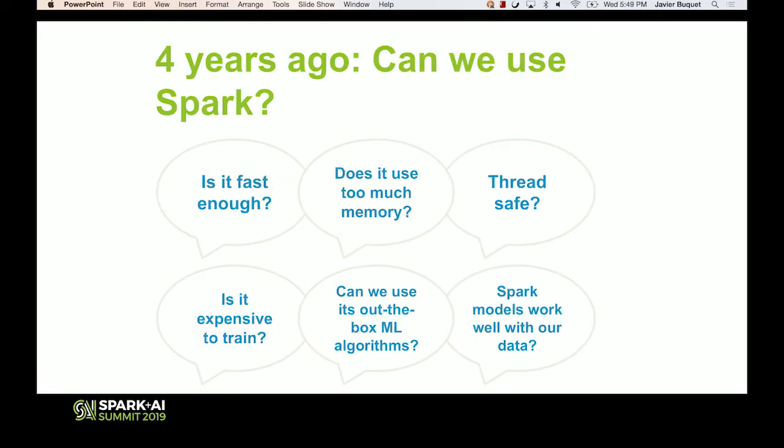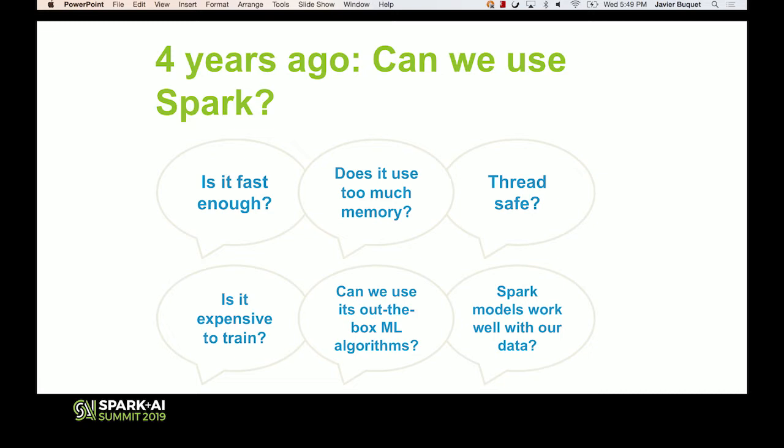Then we started to ask our questions, this was 4 years ago: can we use Spark? Is it fast enough? Is it thread safe? Does it use too much memory? Because all these in-house products we built were obviously very custom and very specific, and they were very highly tuned and very performant. Is it expensive to train? Maybe we can do different algorithms than the one that we were using, and in some campaigns those algorithms might perform better or not. Those kinds of questions were the ones that we were having.